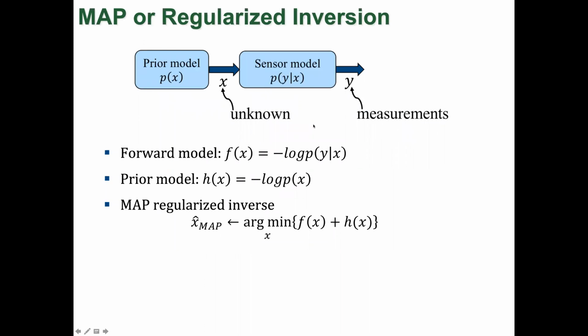MAP estimation is widely used in a lot of imaging applications. In a typical MAP inversion framework, we usually have a prior model, which is defined by some prior probability distribution P of X, and a forward model, which is defined by a conditional probability distribution P of Y given X. MAP estimation tries to find the solution of the minimization problem f of x plus h of x with respect to x, where f and h are negative log likelihood of prior and forward model distributions, respectively.